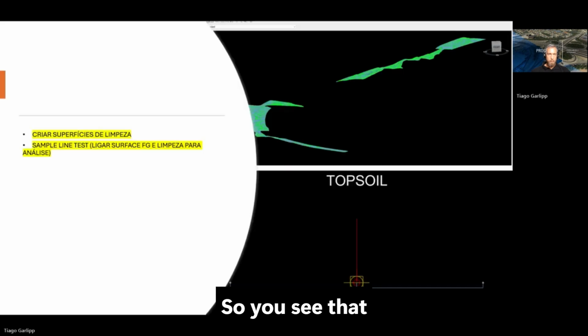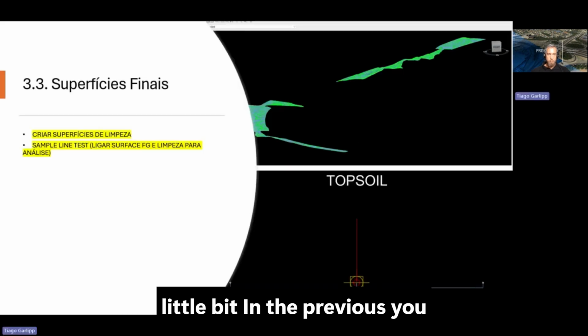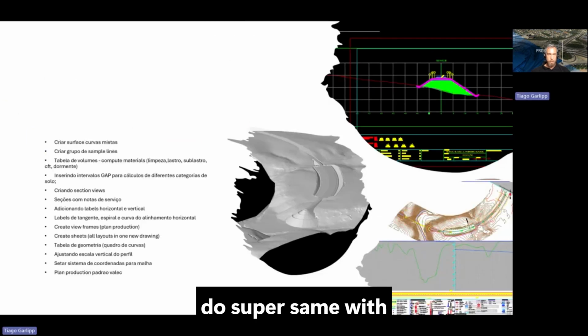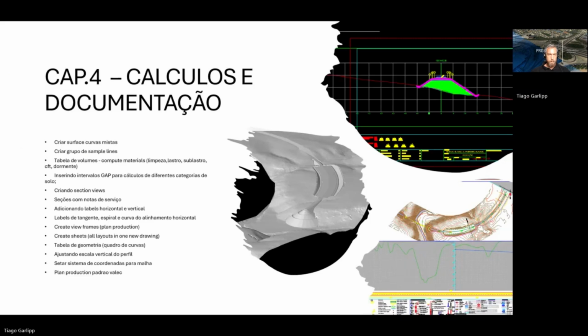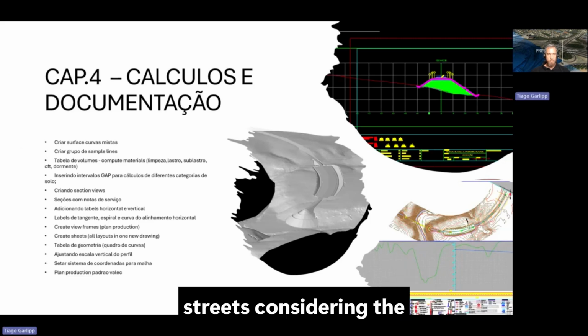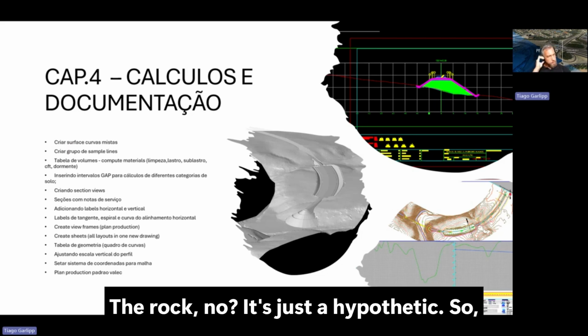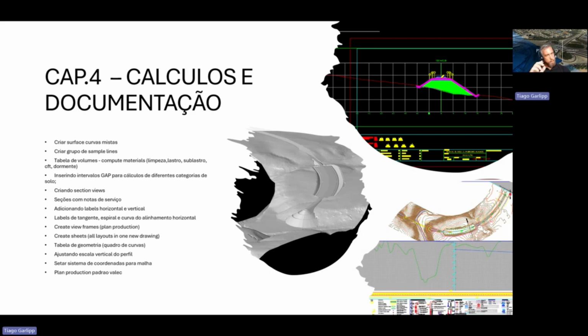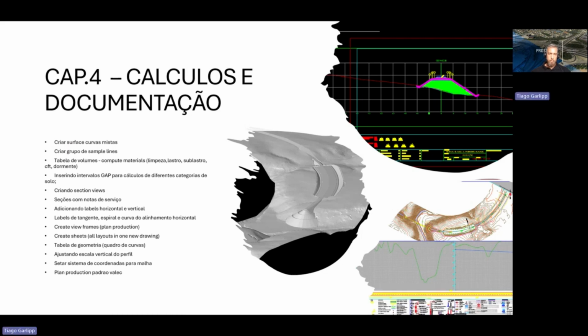So you will see that we include the subassemblies, bringing a little bit from the previous. You make subassemblies with slopes and more strict, considering the established geotechnics, containing the soil, in this case the rock. Just a hypothetical case. So you also create the corridors from the slopes, right? As I said before.